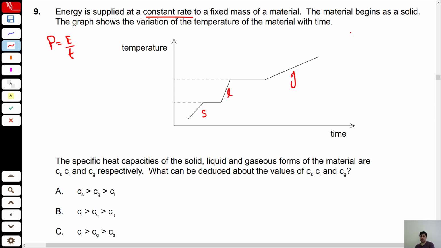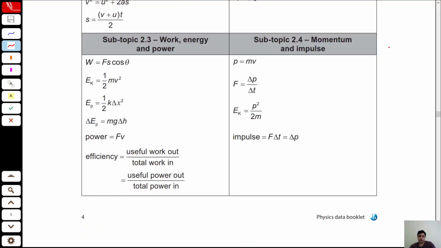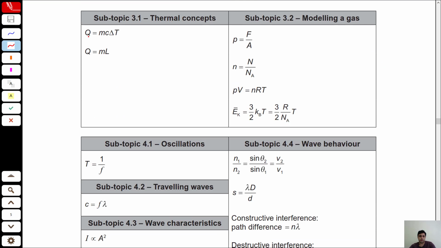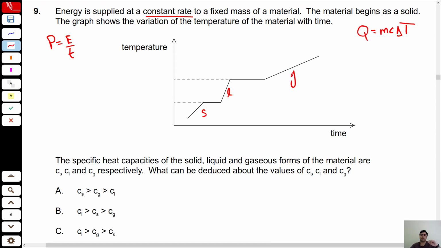So we need specific heat capacity, so the formula given in the data booklet, so we know that Q equals mc delta T. Let me show you where this equation is. It's given in topic 3. This one. Q equals mc delta T. Q is the thermal energy transferred, m is the mass, c is the specific heat capacity, and delta T is the change in temperature. So we are interested in finding c, so make c the subject.